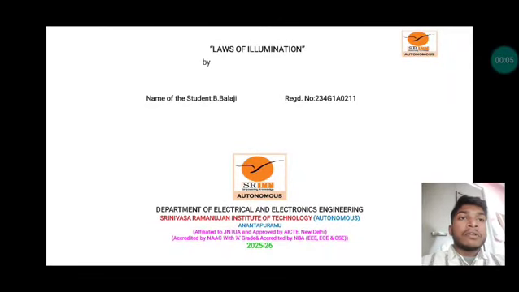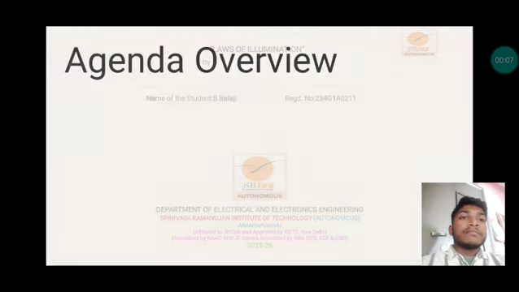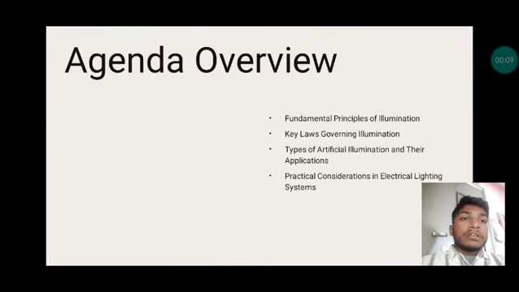Now I am going to talk about the laws of illumination. The agenda overview for laws of illumination is: fundamental principles of illumination, key laws governing illumination, types of illumination, artificial illumination and their applications, and practical considerations in electrical lighting systems.